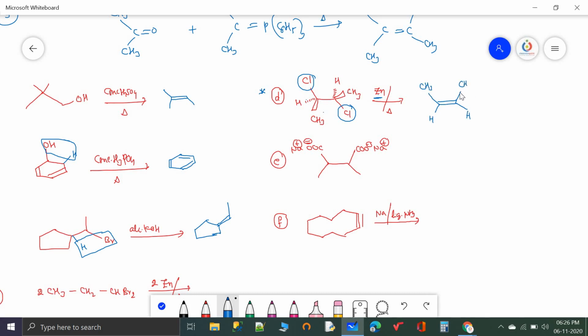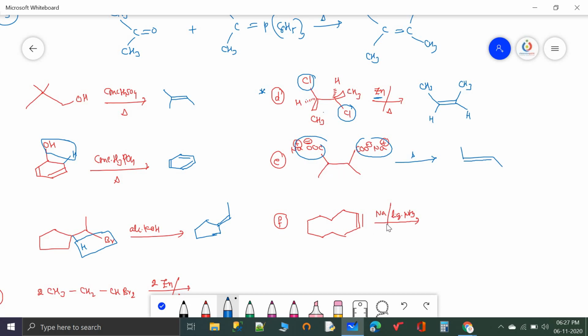Next one. Here I forgot to put that it is an electrolysis process and a heating process. During the heating, there must be loss of this particular part and this particular part, and they develop a bond. But here we get the trans product, not the same side.